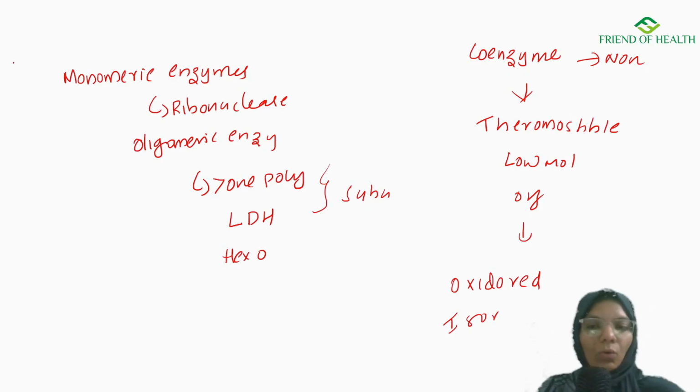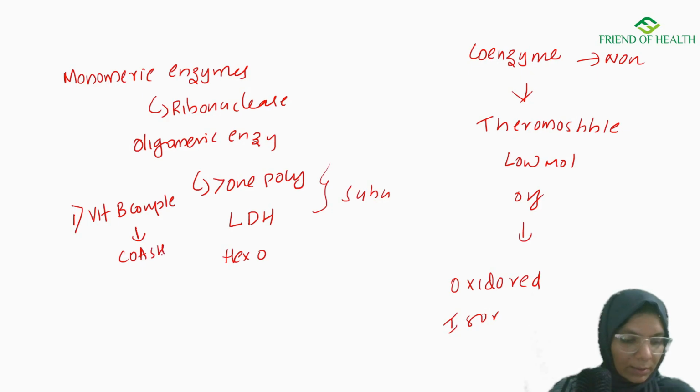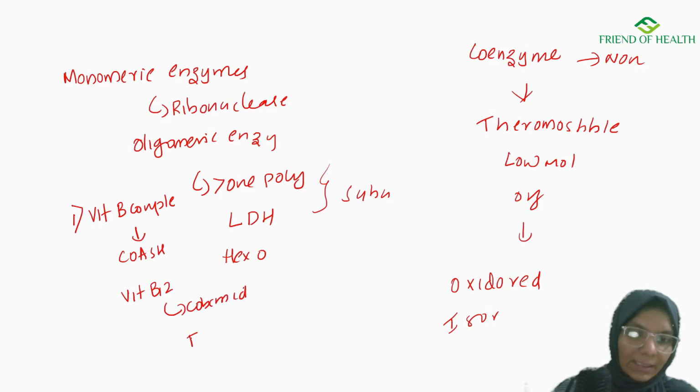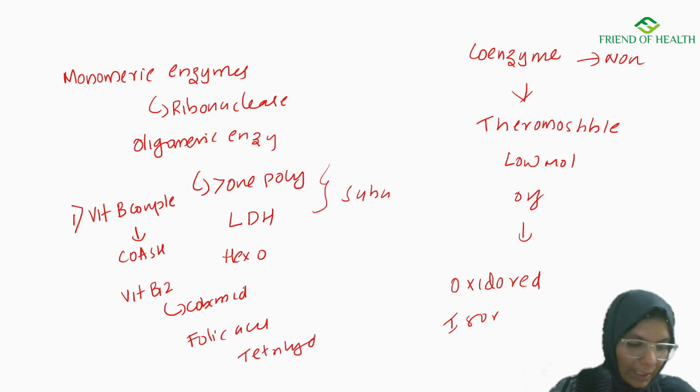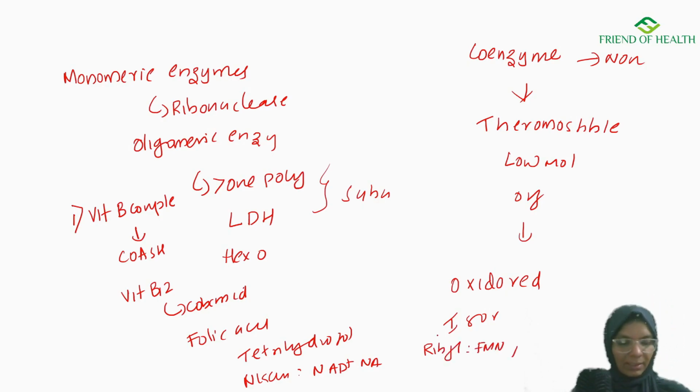So I will tell you the coenzymes of certain vitamins. Vitamin B complex pantothenic acid has a coenzyme called CoASH. Vitamin B12 has a coenzyme called cobamide. Folic acid has a coenzyme called tetrahydrofolate. Niacin has coenzymes called NAD plus and NADP. Riboflavin has coenzymes called FMN and FAD, and so on.